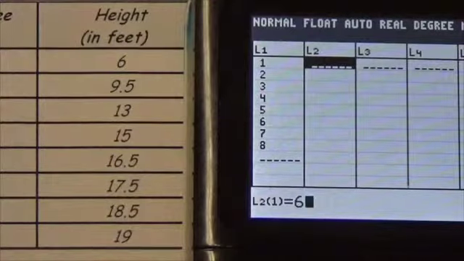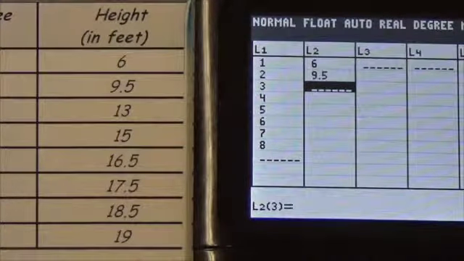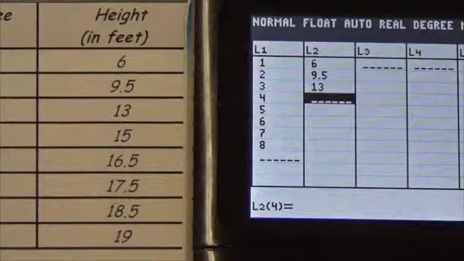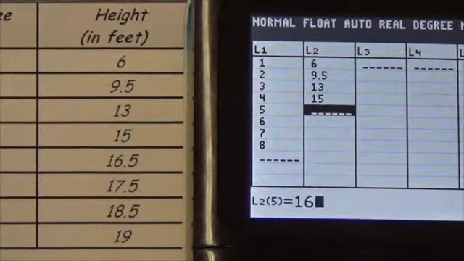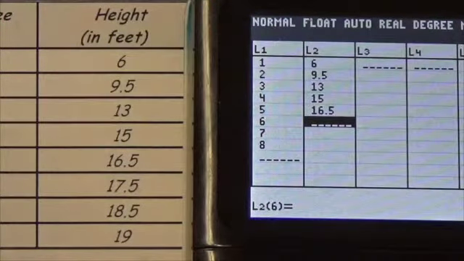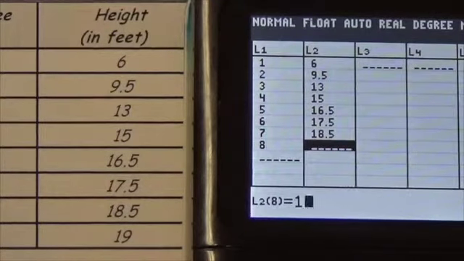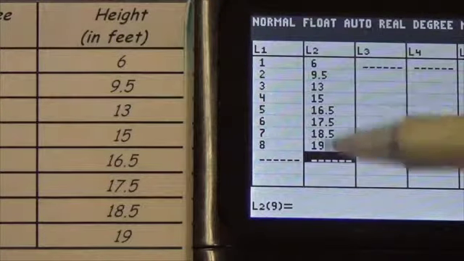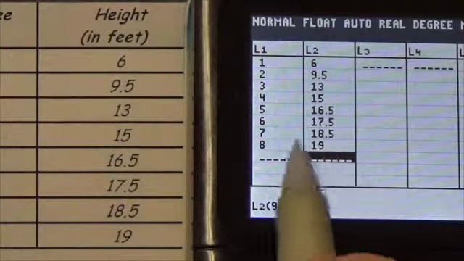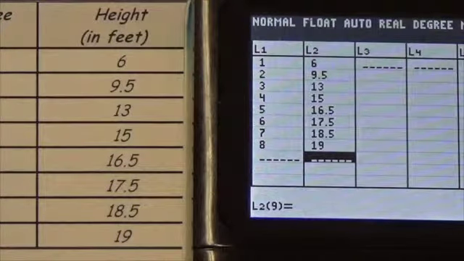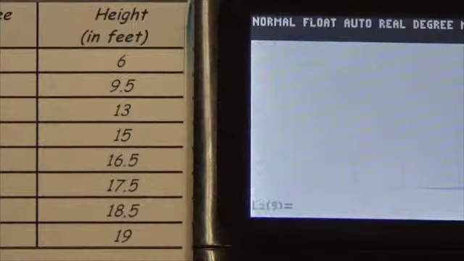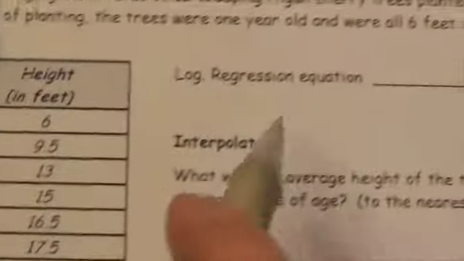All right. So 6, 9.5, 13, 15, 16.5, 17.5, 18.5, and 19. Okay, good. Everything matches up there. Looks like I got it entered in correctly. Okay, there we go. So now we're going to quit. And we want the regression equation. So, okay, here we go.